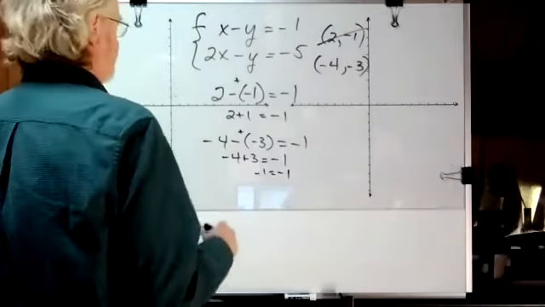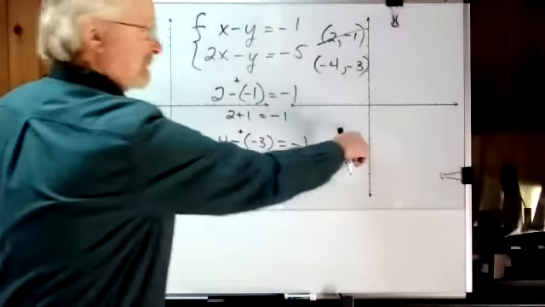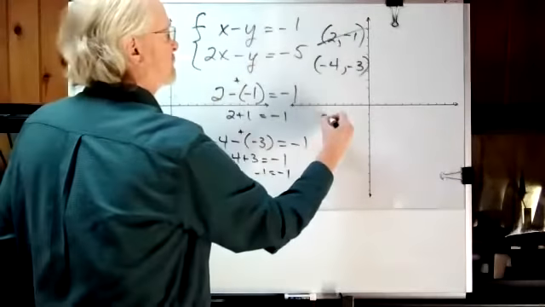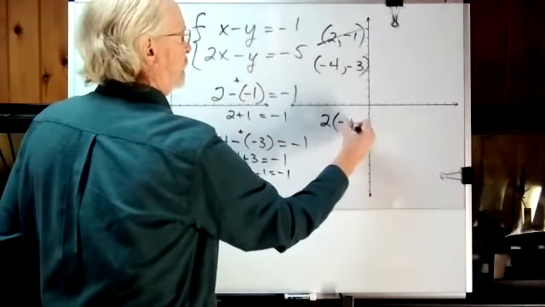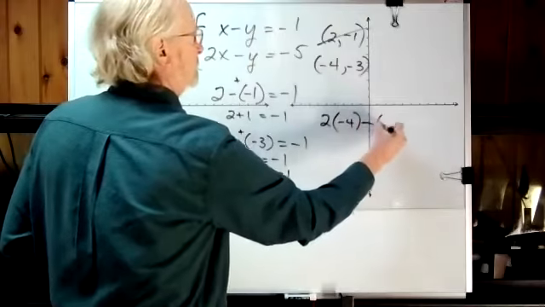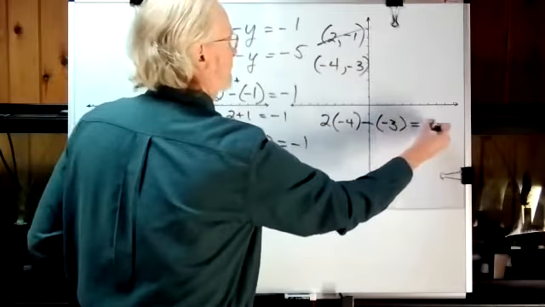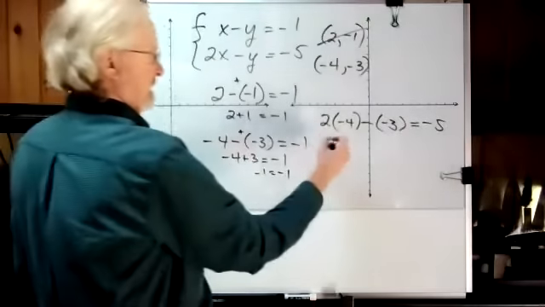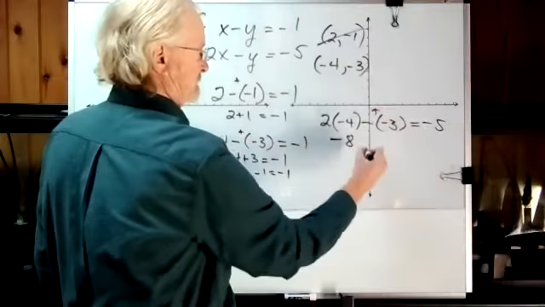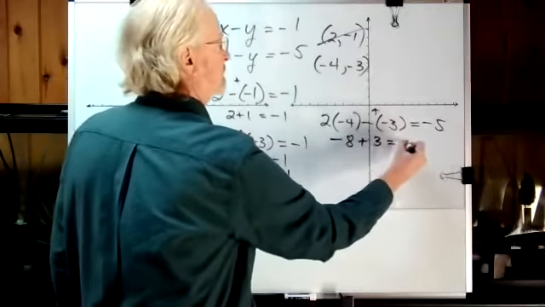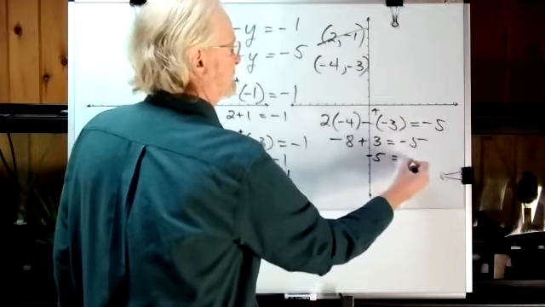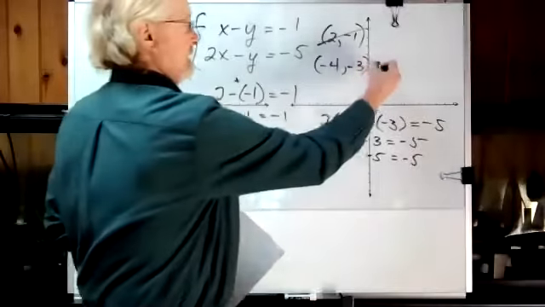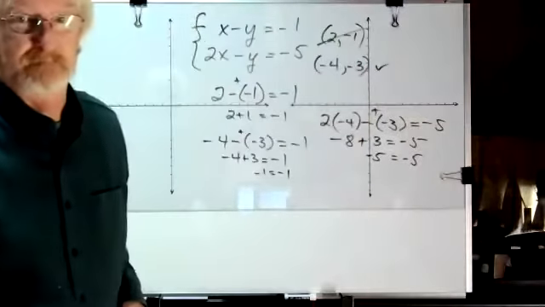All right. I'll try to squeeze it in over here. So 2 times the x minus the y. So 2 times the -4 minus the -3. Does that equal -5? Second equation. So here I get -8. That's plus, right? Plus 3. Yep, -5 equals -5. True. So this one is a solution to the system.